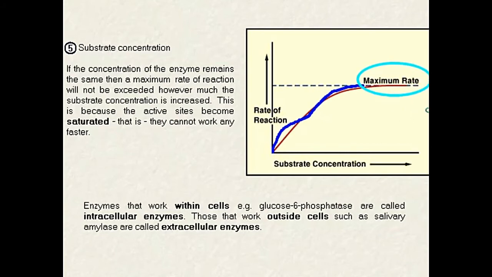Enzymes that work within cells, for example glucose 6-phosphatase, are called intracellular enzymes. Those that work outside cells, such as salivary amylase, are called extracellular enzymes.